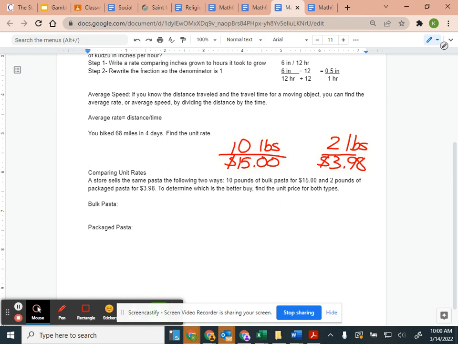So if I put money on the bottom for one side, I have to put money on the bottom for the other side. So how am I going to compare those? 10 pounds for $15 or 2 pounds for $3.98. What do I have to do, Kira? You have to do 10 divided by 15 for the first one.